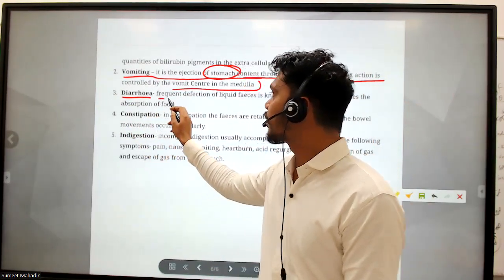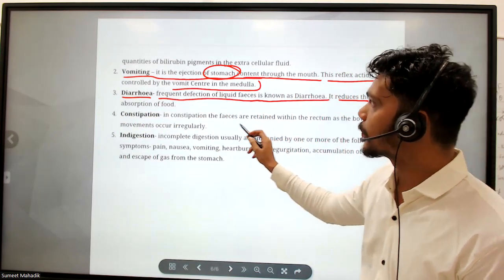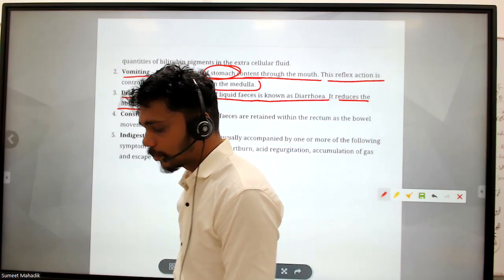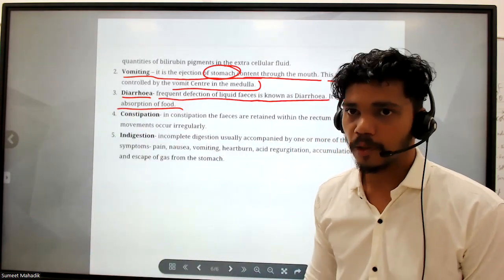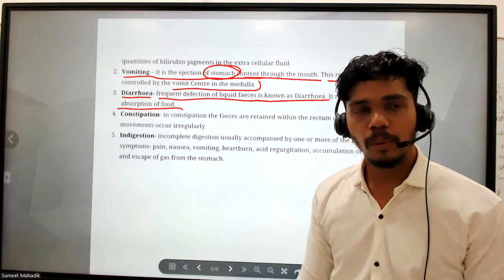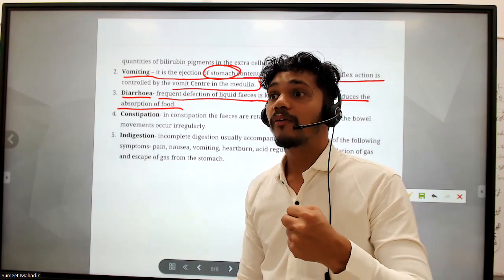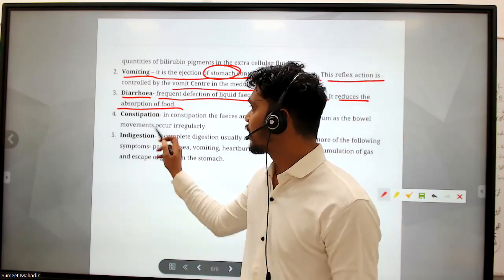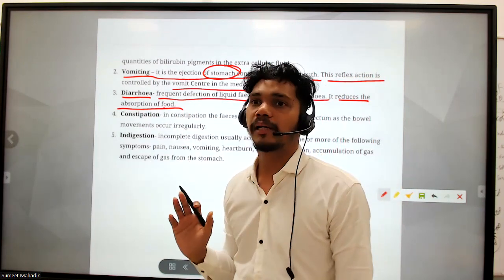Diarrhea: frequent discharge of liquid feces is known as diarrhea. It reduces the absorption of food. Can I say that because of heavy diarrhea, a person can die? Yes, because the water content is being lost. Once the water content is lost from the body, obviously the body is not able to withstand the environment. So diarrhea, if not taken care of properly, will create a problem.